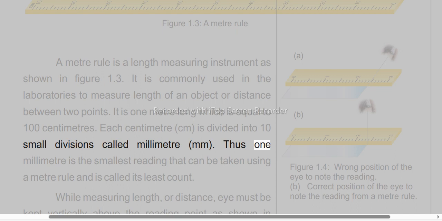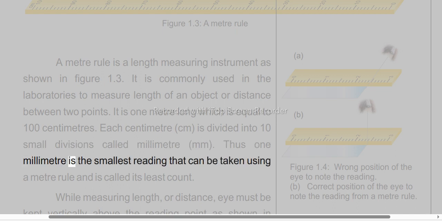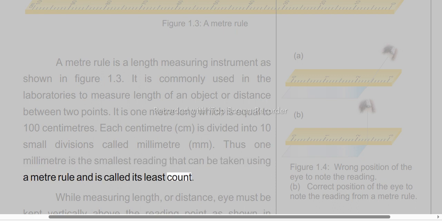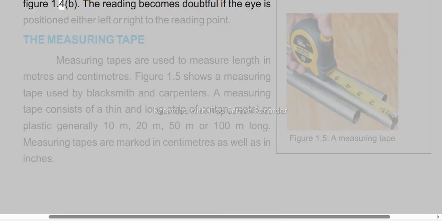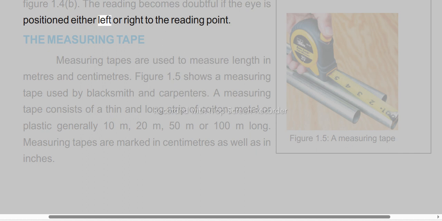Thus 1 millimeter is the smallest reading that can be taken using a meter rule and is called its least count. While measuring length or distance, the eye must be kept vertically above the reading point as shown in Figure 1.4, b. The reading becomes doubtful if the eye is positioned either left or right to the reading point.